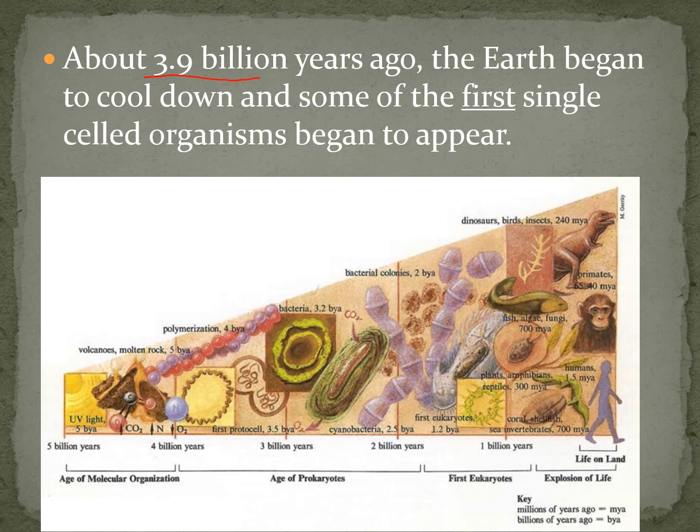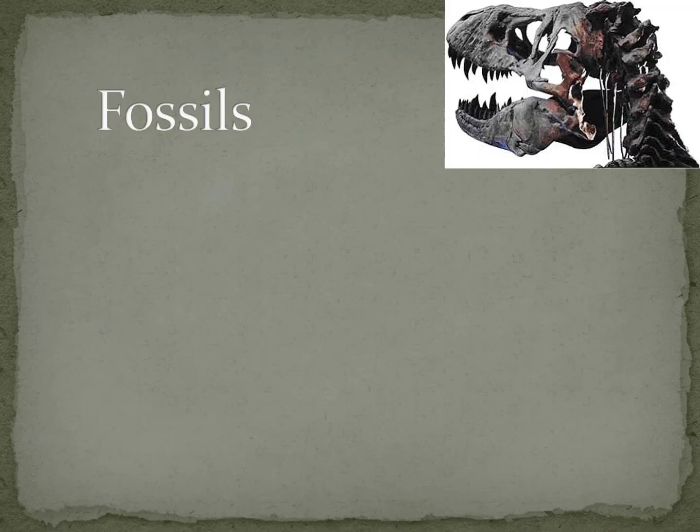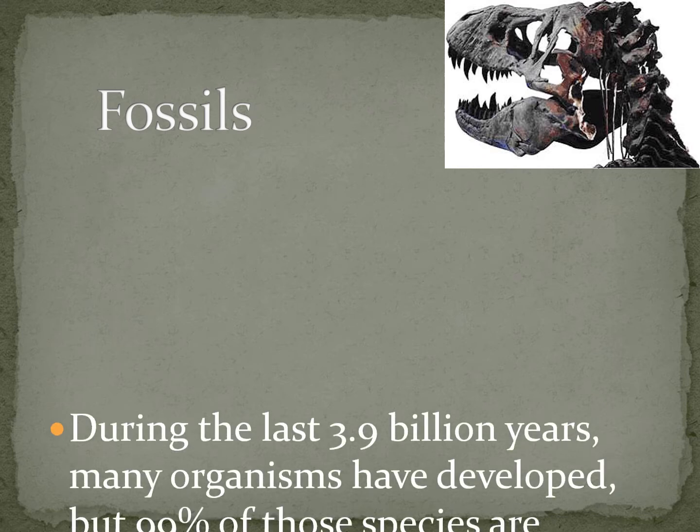What are the first single-celled organisms? Well, if you ask me, that's called prokaryotes. But how do we know stuff was here? Fossils, right? That's how we supposedly know dinosaurs walked this earth.